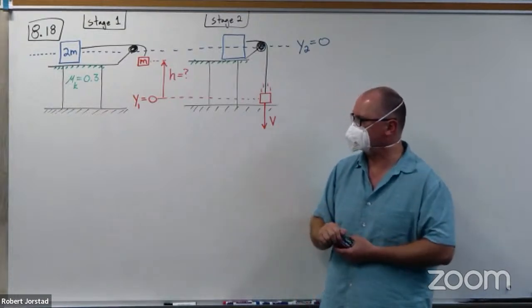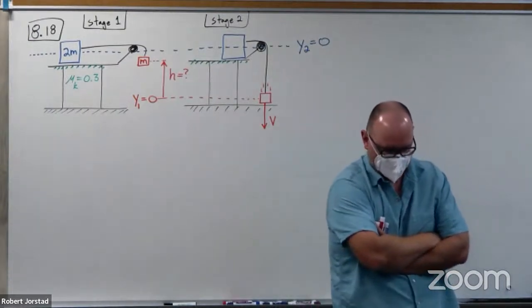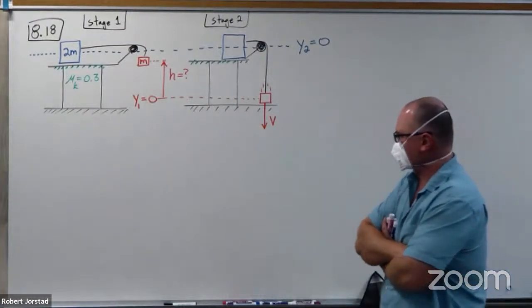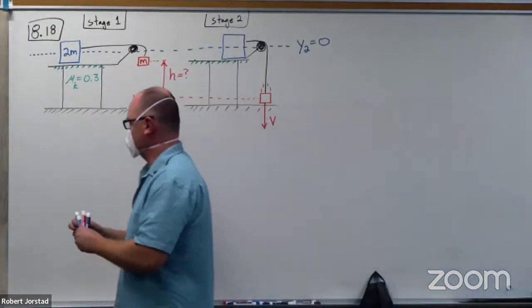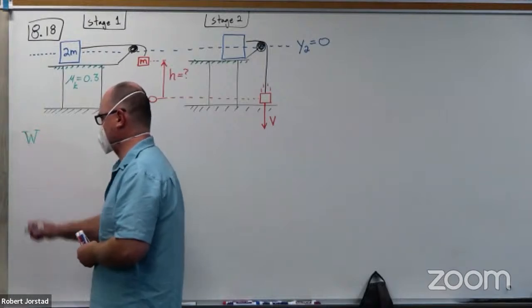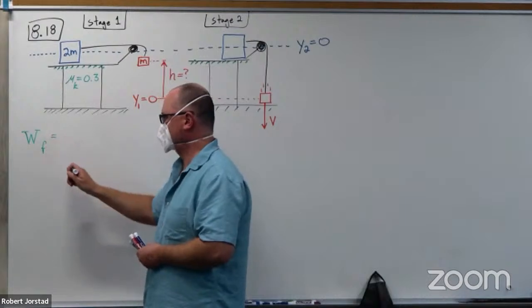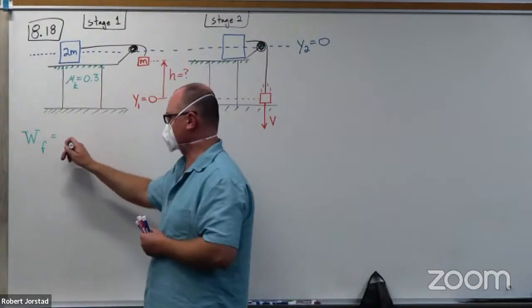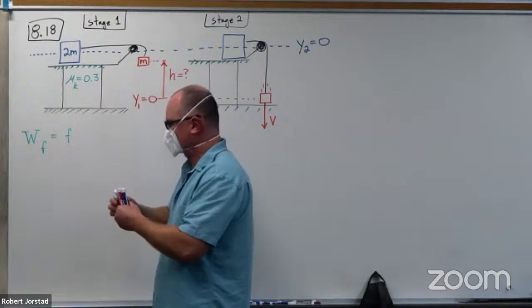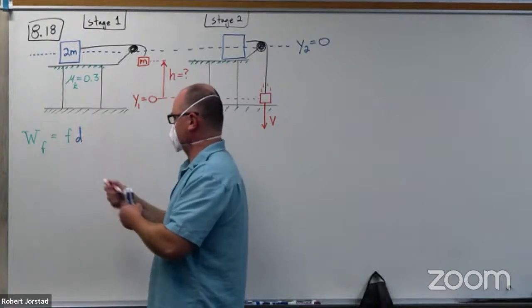Okay. Is there going to be work done in this problem? Yes. How do we get the work done? Let's start with that, because that's the annoying part. How do I get the work done? What's doing the work in this problem? Friction. Friction is going to be a constant force. It's going to be F times displacement times cosine of some angle, right?